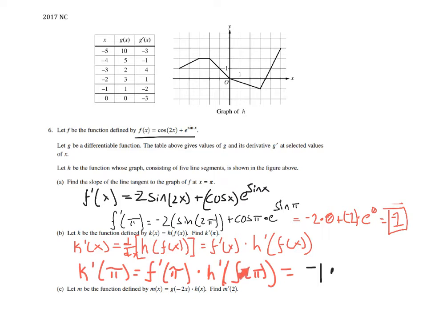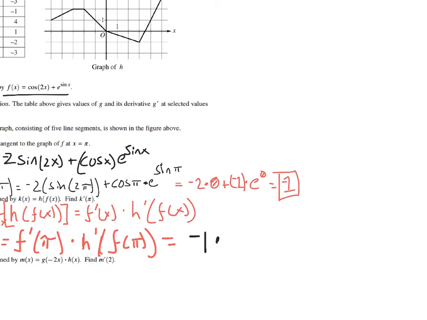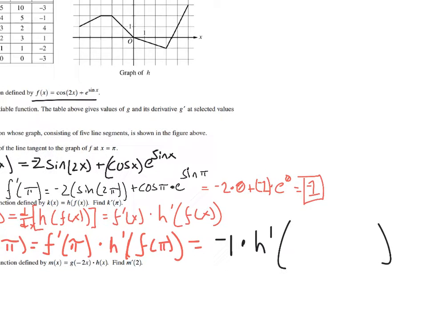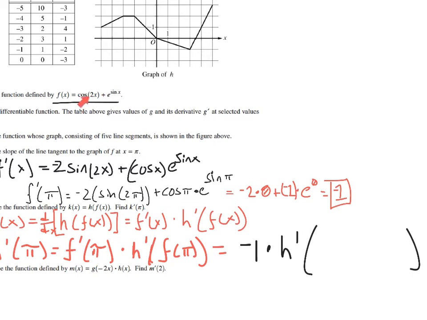Work from inside out. F of pi. Okay? So that's h prime of, well, what is f of pi? Well, f of pi is, we're going to put pi into this function up here. It'll be the cosine of 2 pi times e to the sine of pi. I'm going to go ahead and write that out. You could probably skip this.